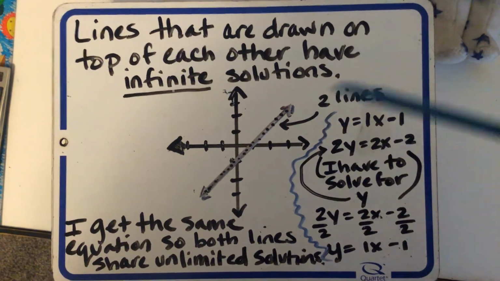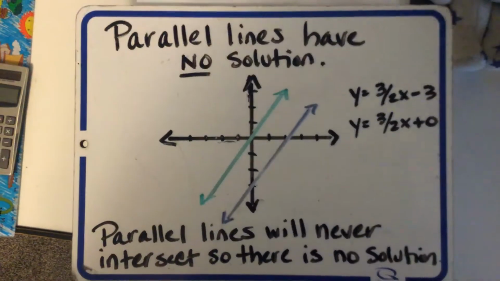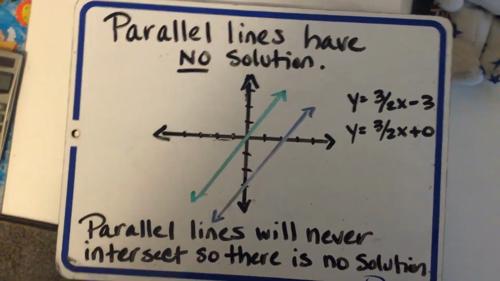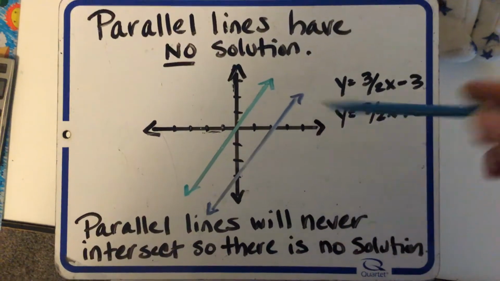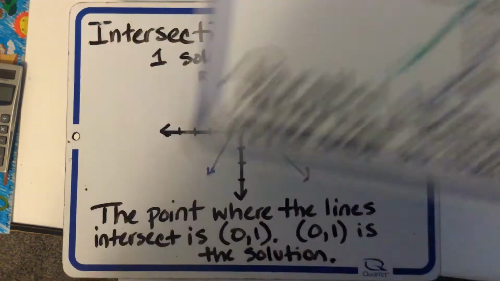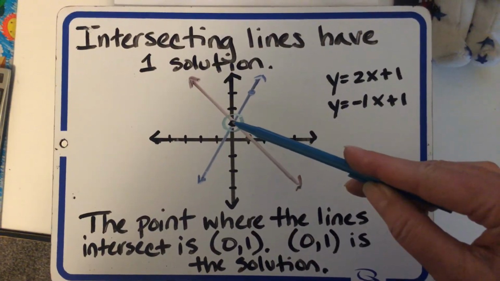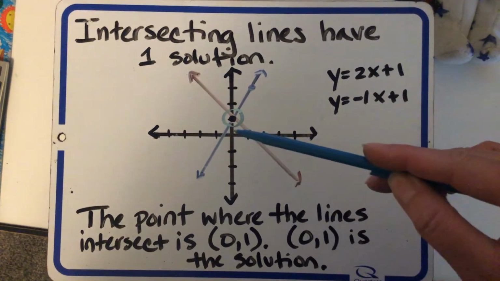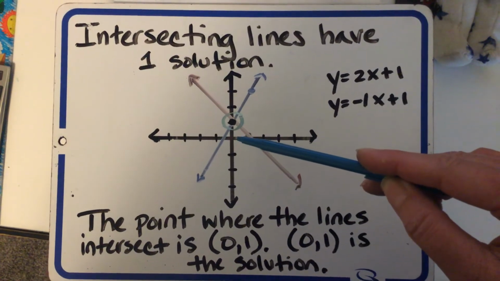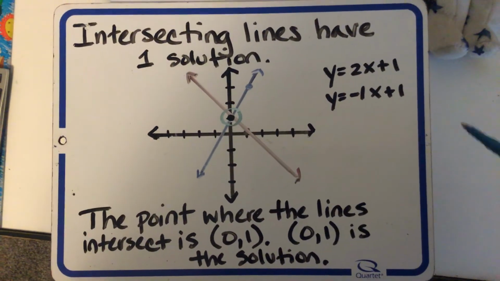So again, we had infinite solutions when lines are on top of each other. We had no solution when lines are parallel because they'll never ever cross. And then lastly, we had intersecting lines have one solution. And remember, the solution is an ordered pair. So you would walk to X would be 0 in this case, and take the elevator up to 1. So you would say your ordered pair is 0, 1.